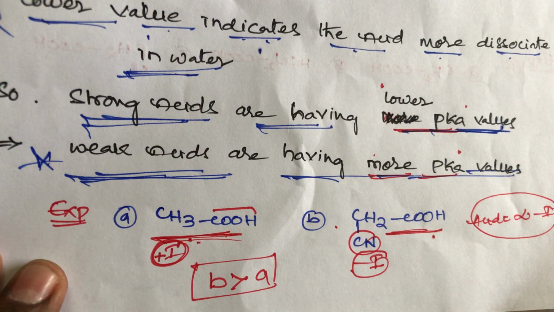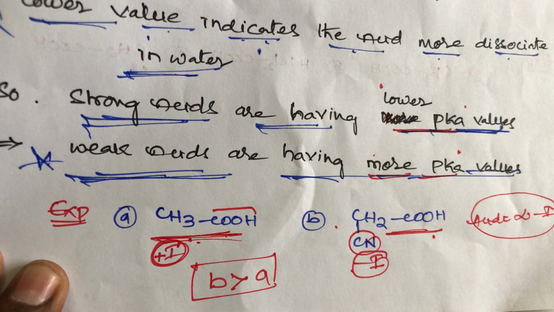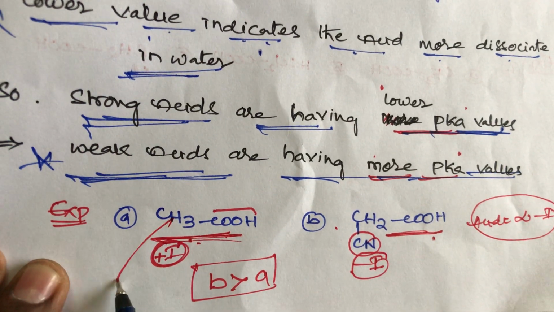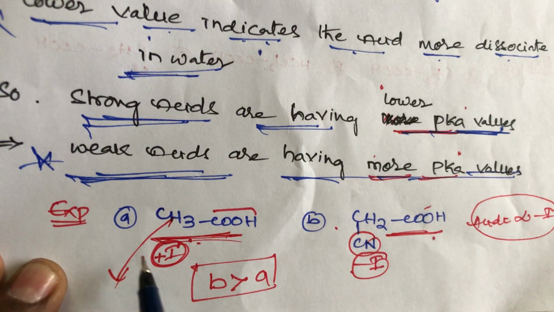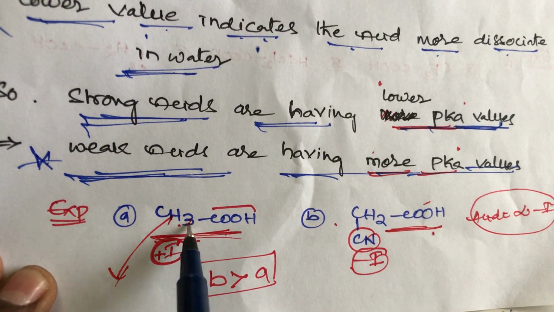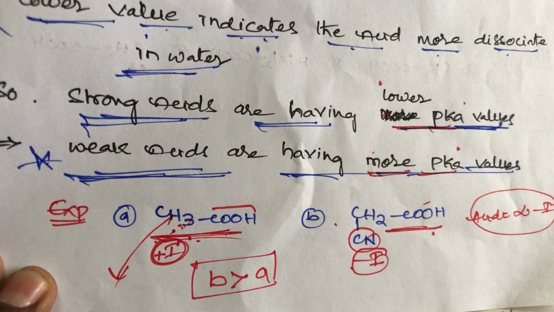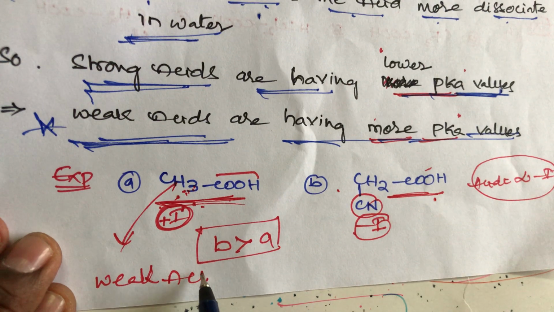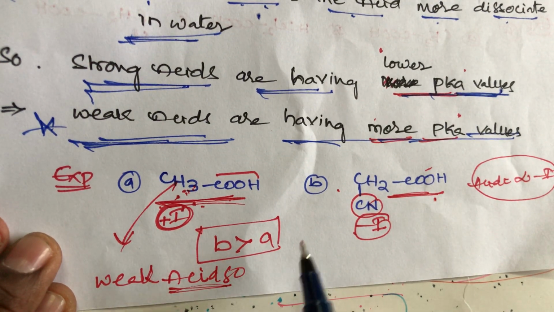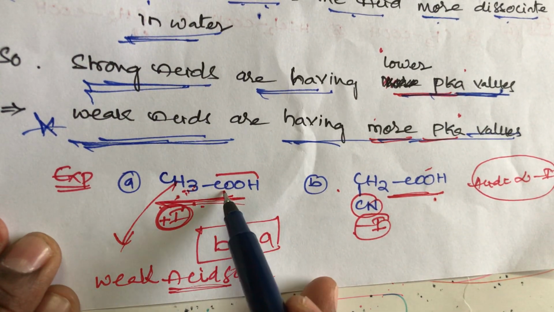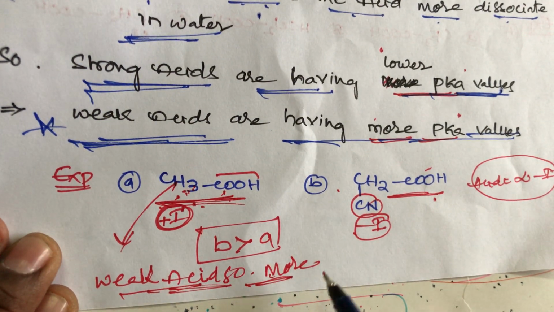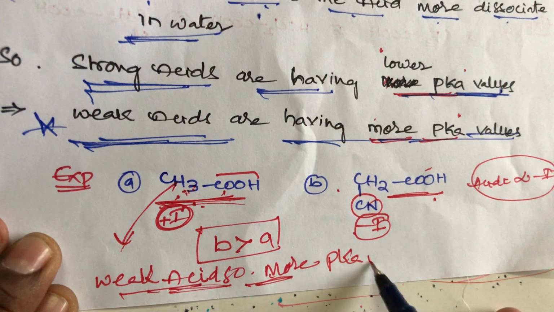Weak acids have a higher pKa value. So out of these two, which one is the weak acid? Acetic acid, also called ethanoic acid, is the weak acid. Compound A is the weak acid, so it has the higher pKa value.